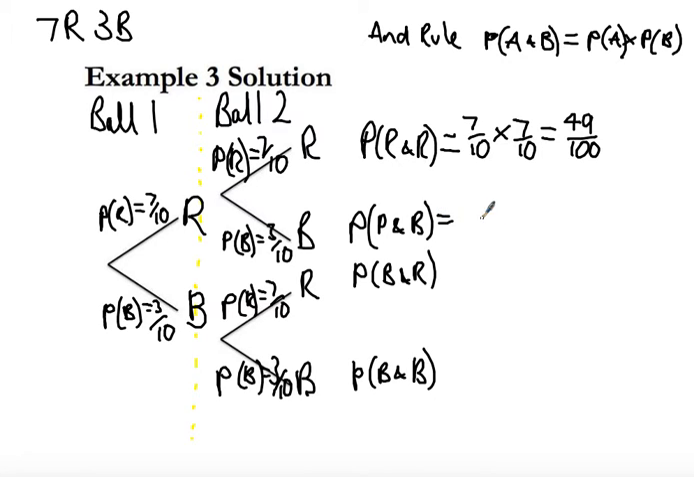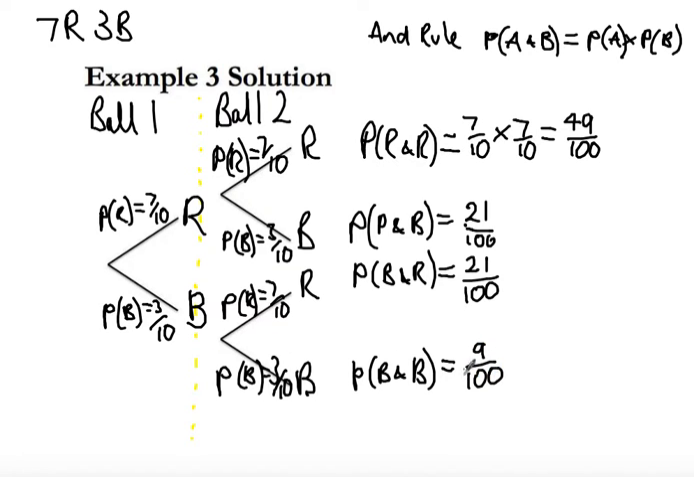So for the rest of them, 7 over 10 times 3 over 10 is going to give me 21 over 100. 3 over 10 times 7 over 10 will give me 21 over 100. And then 3 over 10 times 3 over 10 gives me 9 over 100.